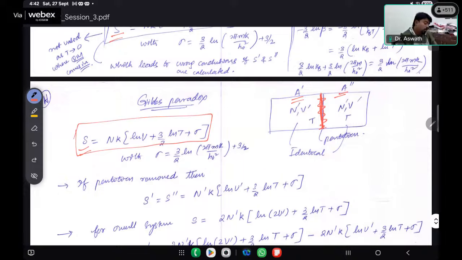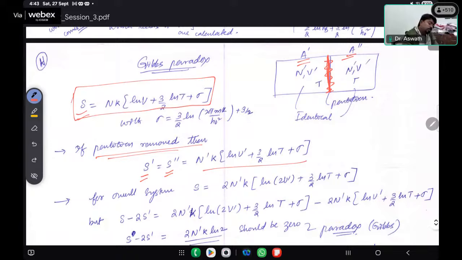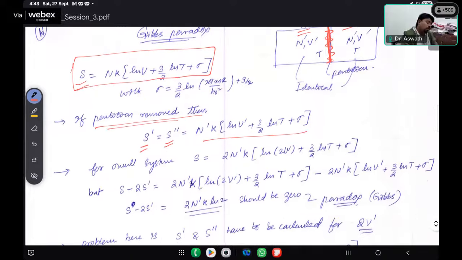Okay, now if the partition is removed, then what happens? We'll think that the entropy of the left side and the entropy of the right side are both the same, because same number of atoms, same amount of volume, same amount of temperature. So what is the overall? Overall is just simply twice of this, but remember the volume got increased to double and temperature remains the same. So other terms remain the same.